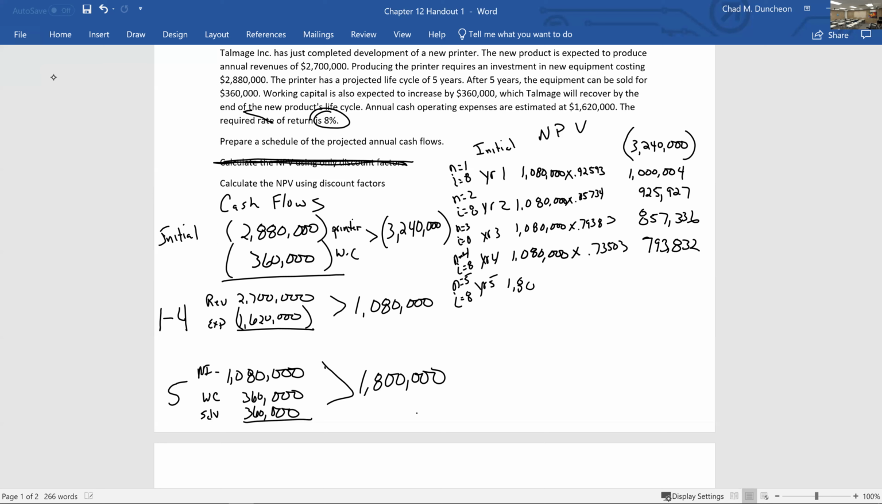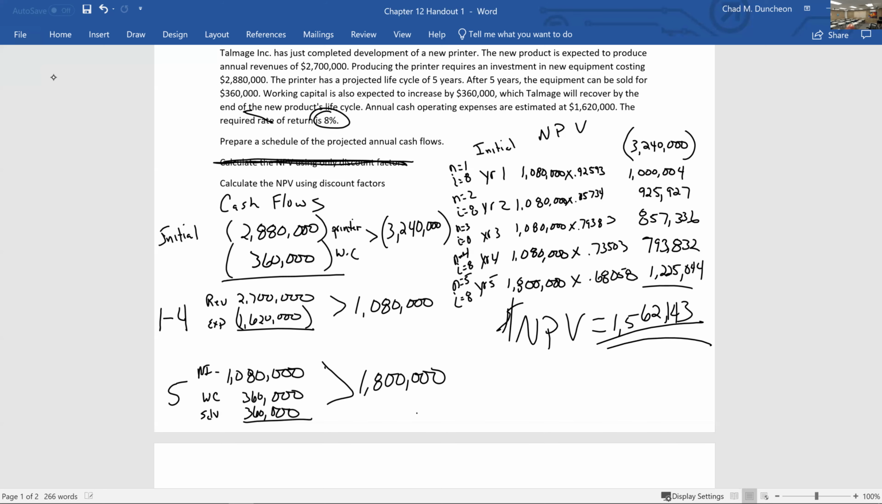My cash flows for year 5 were 1,800,000. And my factor is now down to 0.68058. And now when we add all these together, that equals our net present value. In this case, it comes up to $1,562,143. It is above zero.